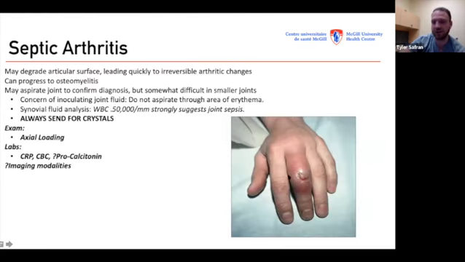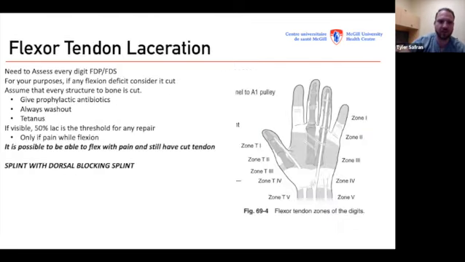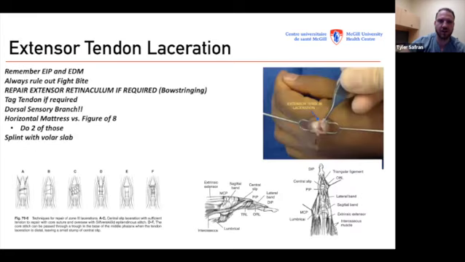Septic arthritis, it's almost impossible to actually get fluid from these small joints, but if you're actually going to do a wrist or whatever, you always want to make sure you send for crystals. The usual workup for a septic arthritis, I'm sure you guys go into that quite a bit, but I want to get into some of the more interesting things.